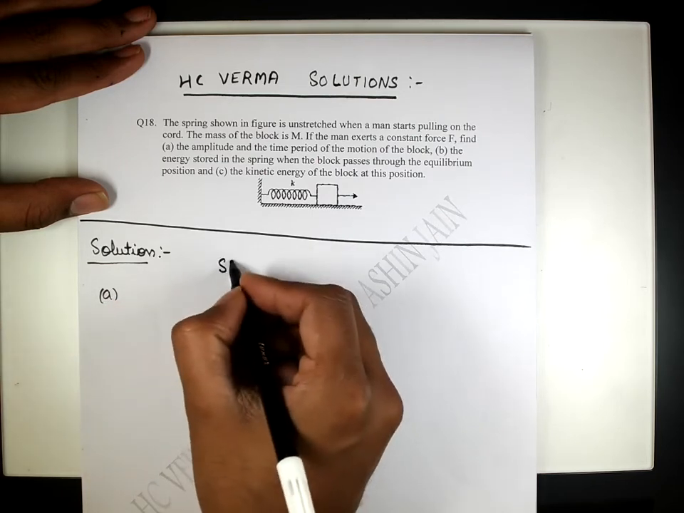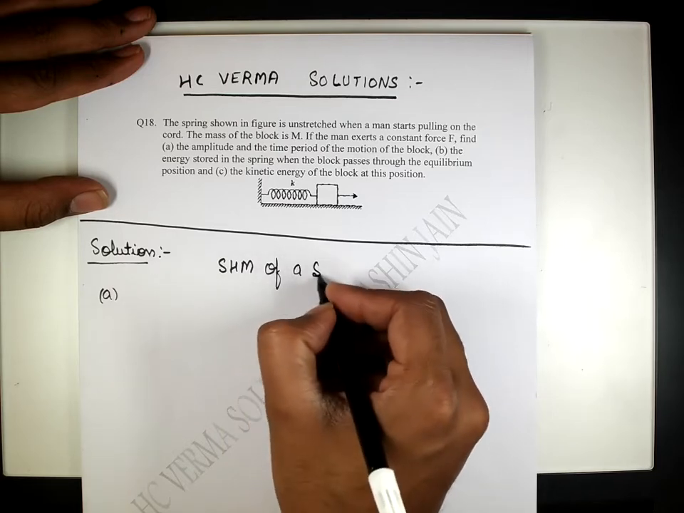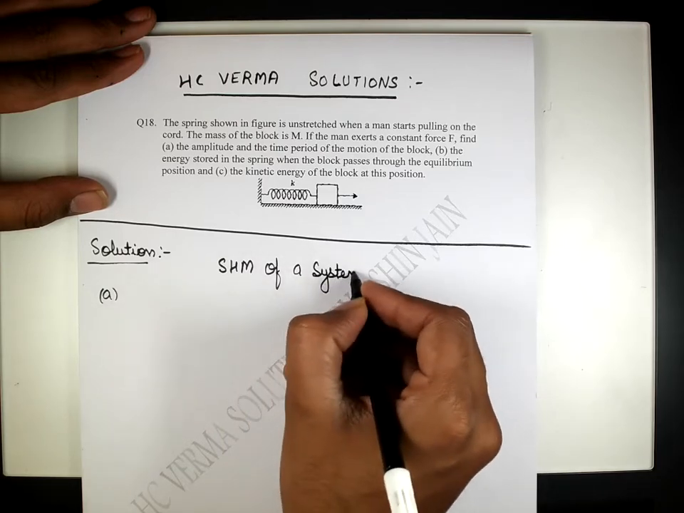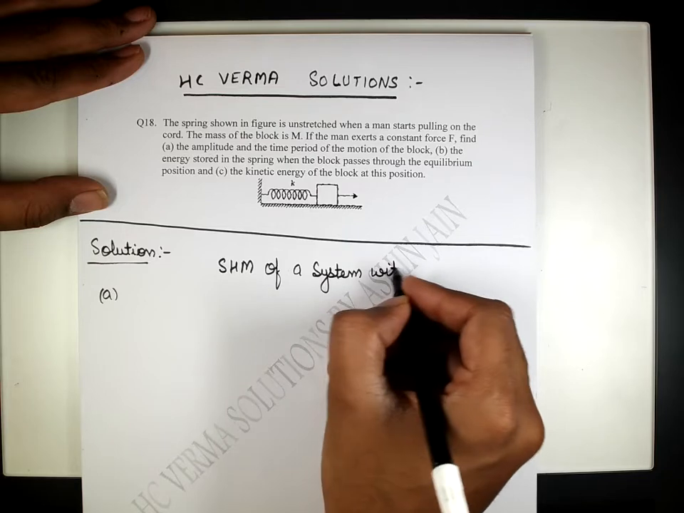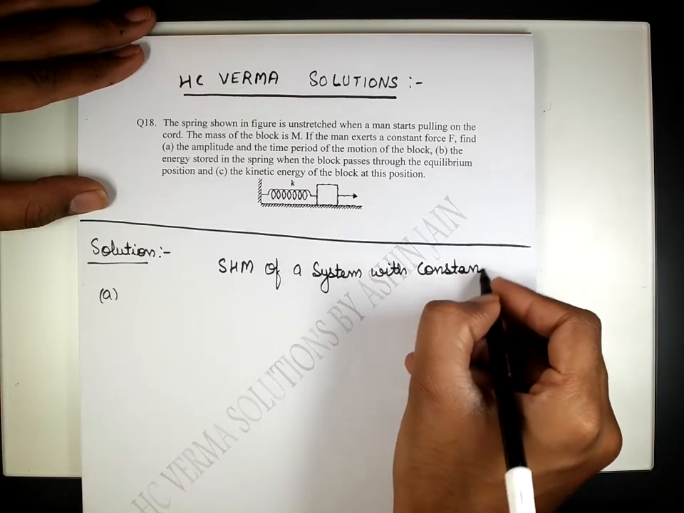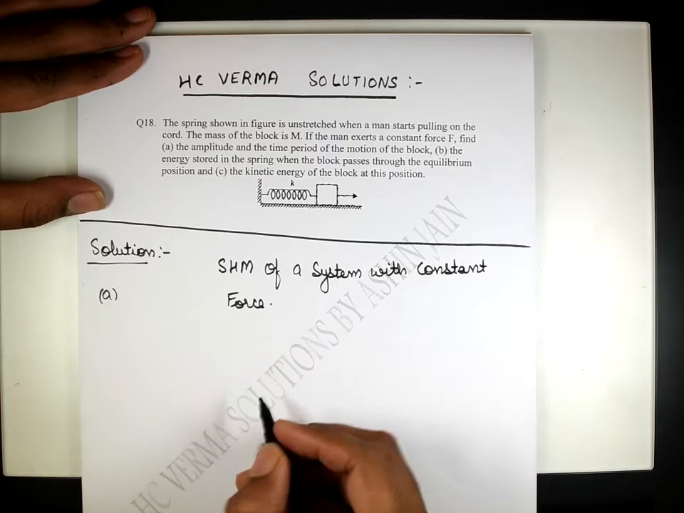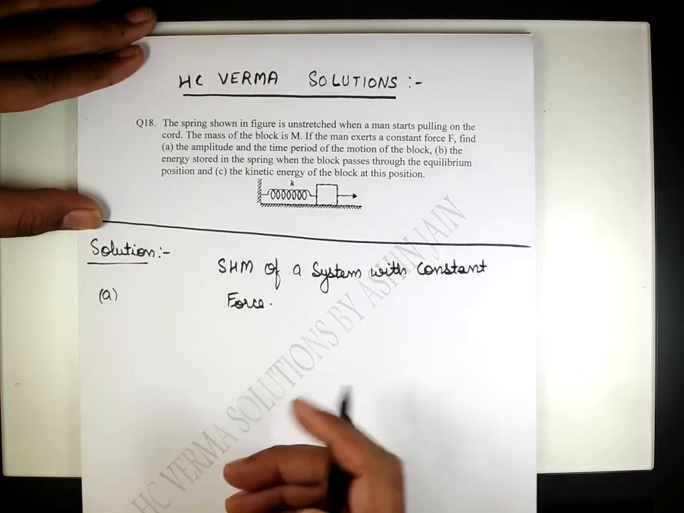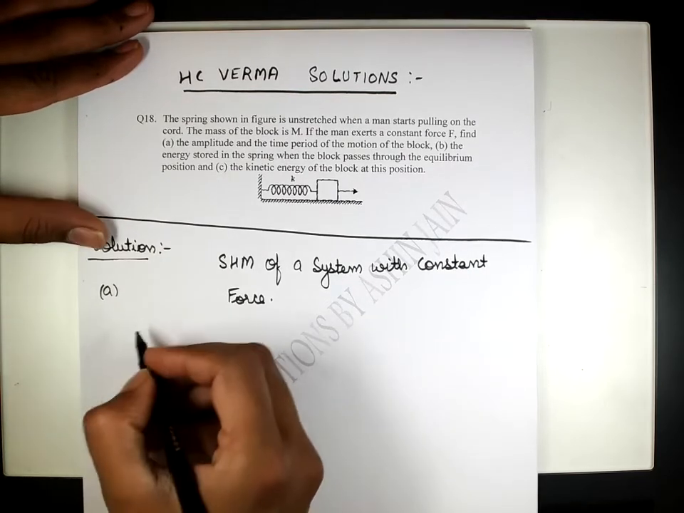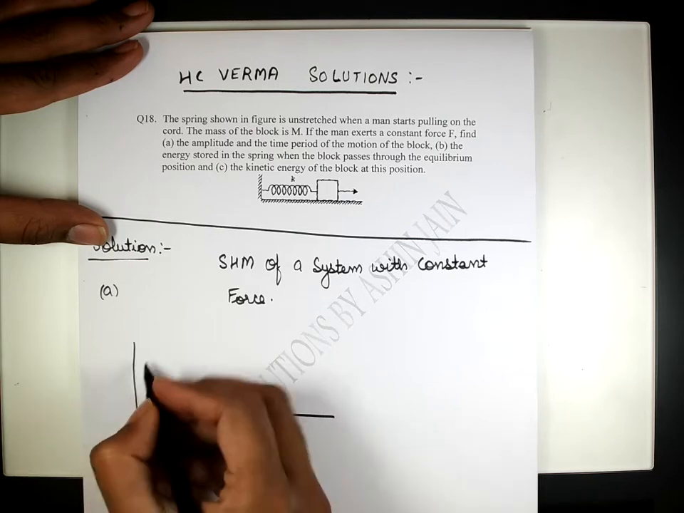This is the case of SHM of a system with constant force. Now if we consider a side by side discussion over this part, the first part is what we require in this particular case as the amplitude.